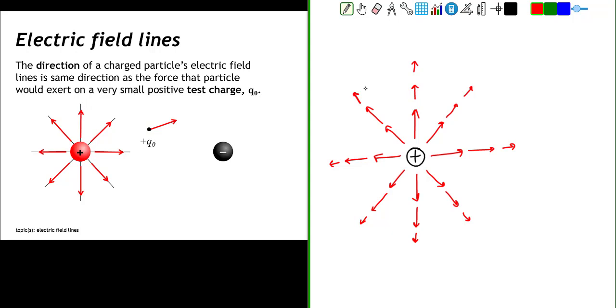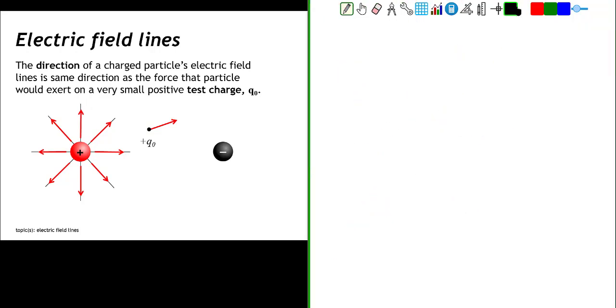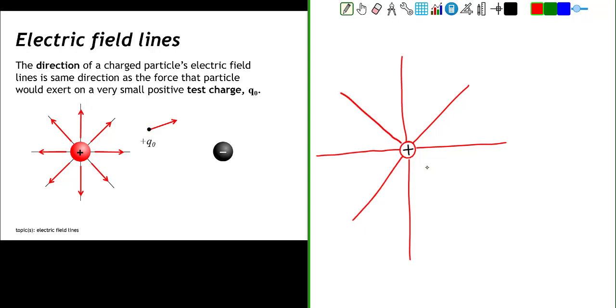That took me several seconds to draw. And that obviously takes a very long time if we want to just simply represent the electric field of a charged object. So instead of drawing thousands of individual vectors, we've created the model of electric field lines. The electric field then can be represented by radial lines emanating from positive charges.